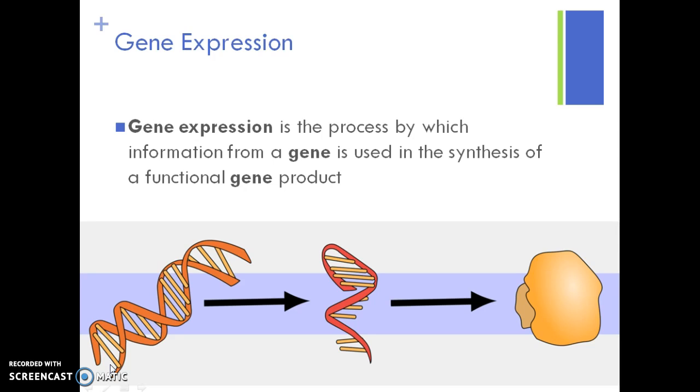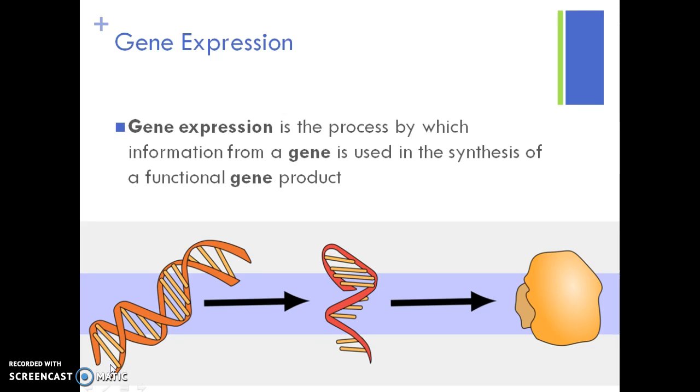The picture on the bottom of the screen gives you an idea of what that process looks like. We've got the information encoded in our DNA, in our genome, and that information is then rewritten into a different code called messenger RNA. Then that messenger RNA is used to build a protein that can function in the body doing a number of things. Maybe it's an enzyme or an antibody, etc.